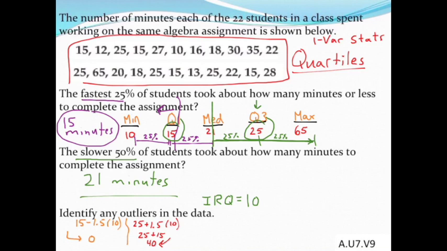So if I go back and look through my data, do I see any values that are above 40? Yeah, I do. This student right here that took 65 minutes is definitely going to be an outlier. So I'll note that 65 minutes represents an outlier. Not just because we think it's very high or very low compared to the rest, but because we have the mathematics to back it up: it's 1.5 times the interquartile range above or below my Q1 or Q3 values.